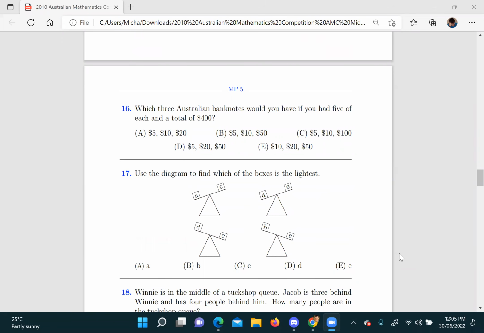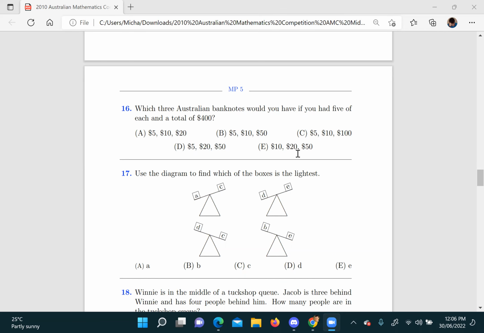Okay, so this is a checkable question, yeah? If someone tells me the answer, I can check if it's correct really quickly, much quicker than I can figure it out, right? So can someone suggest an answer? E. Okay, so if I was to check E, I have 5 of each. If I had 5 of each, would I have $400?